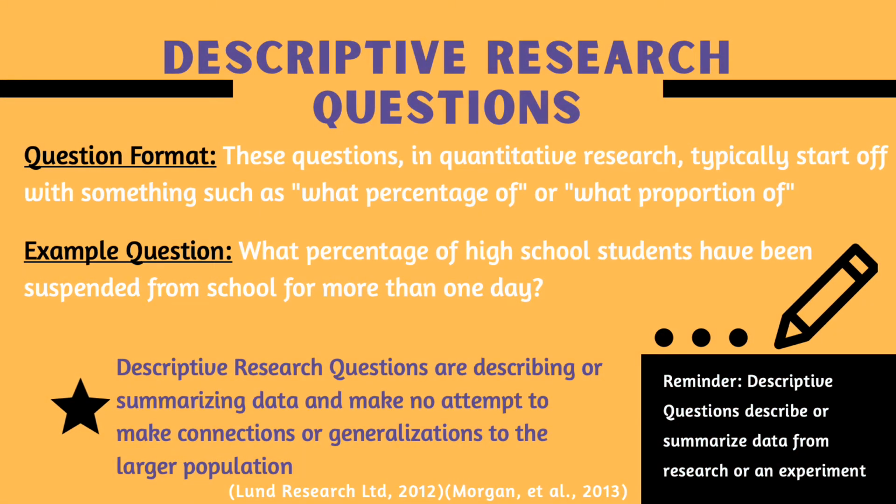The third and final type of research question is a descriptive research question. These questions, in quantitative research, typically start off with something such as, what percentage of, or what proportion of? For example, what percentage of high school students have been suspended from school for more than one day? Descriptive research questions are describing or summarizing data, and they make no attempt to make connections or generalizations to the larger population.